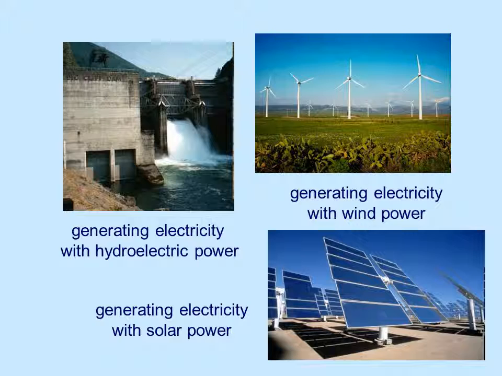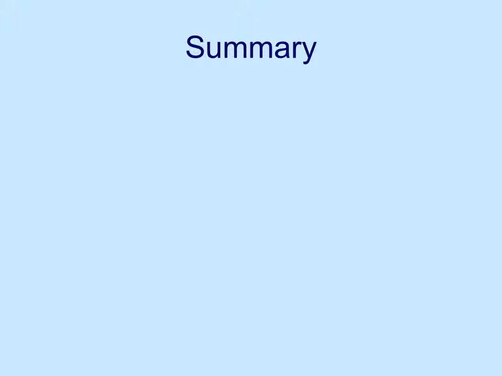Or we can generate electricity with solar power, where the sun strikes a solar panel, and that causes the release of electrons that can be then tapped in for immediate electrical power, or can be stored in batteries for later use. So where have we been?